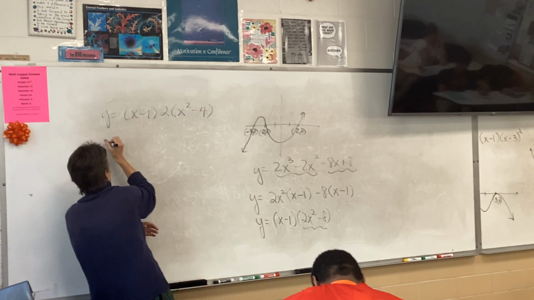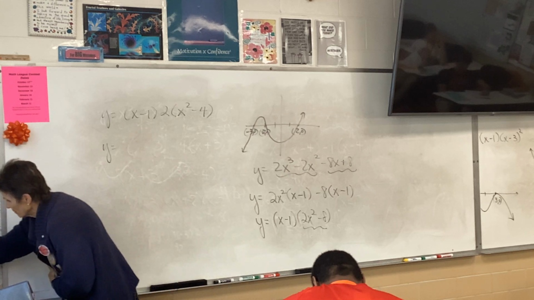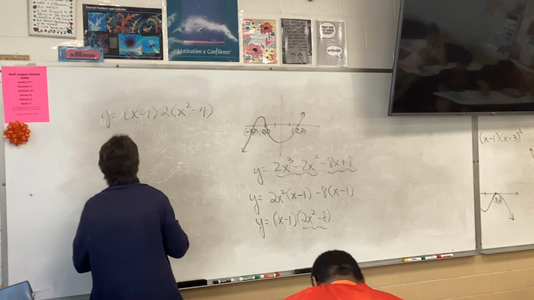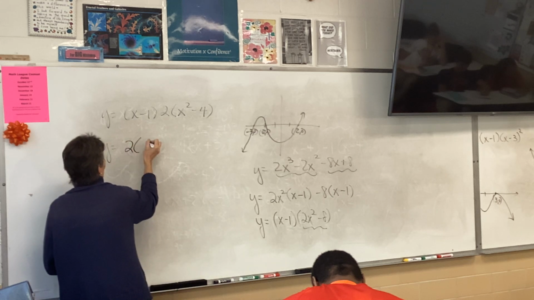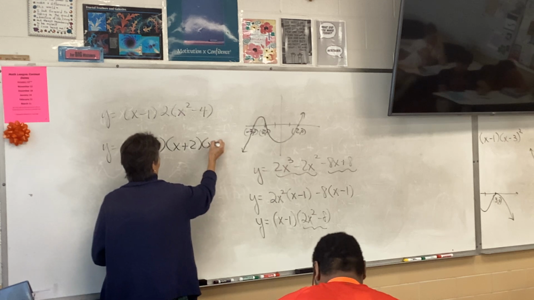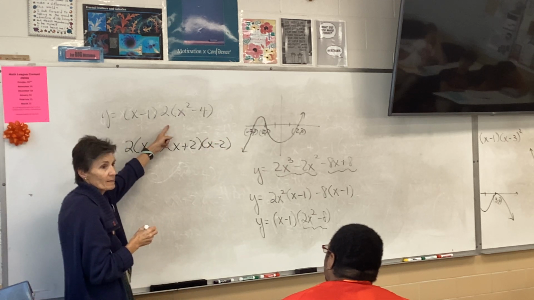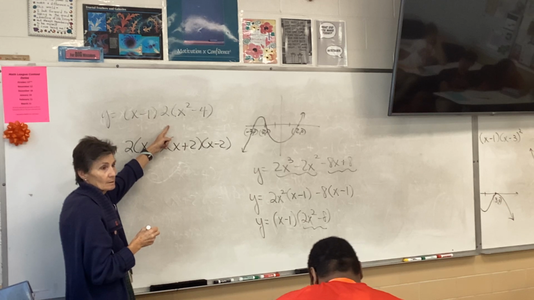And what about x squared minus 4? Here's my 2, x minus 1, x plus 2, x minus 2. Yep. Now, I moved that 2 out to the front because it looks weird in the middle. I'm allowed to do that.